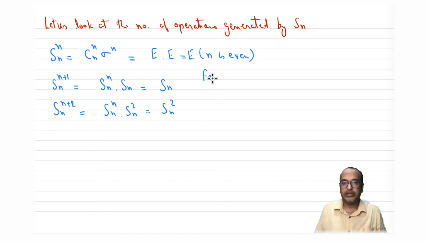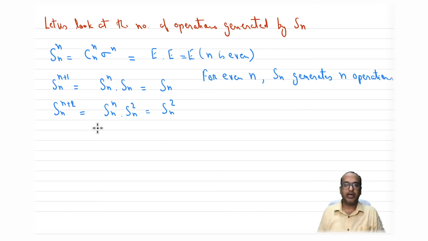So we can safely say then for even n, Sn generates n operations. We will see the odd case also, but this is for even n. Okay, n operations. Now let us see the case of S6. So we had S6 equal to C6 into sigma, right? So this is S6 to the power 1. This is an independent operation.